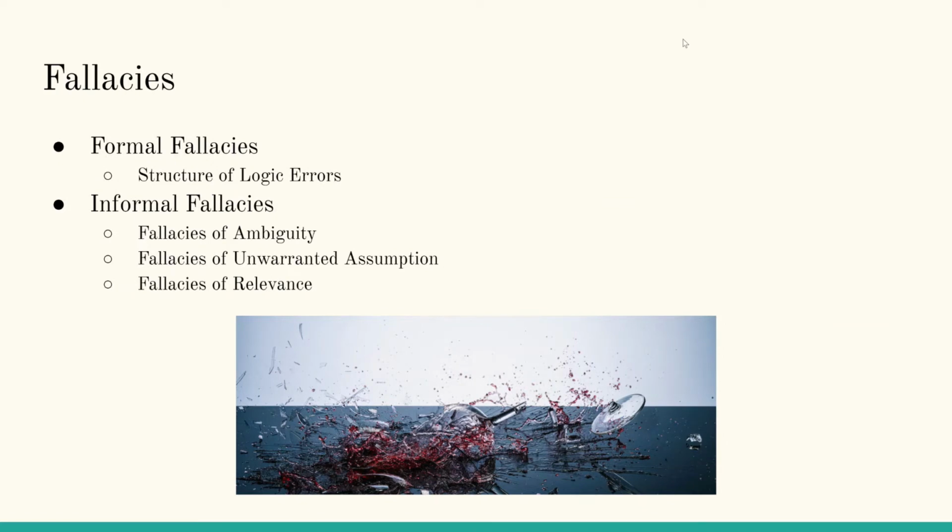There are 2 types of fallacies. Formal fallacies consider the structure of the inference, and informal fallacies consider every other type of logical error. We will cover informal fallacies first, then discuss logical structure.